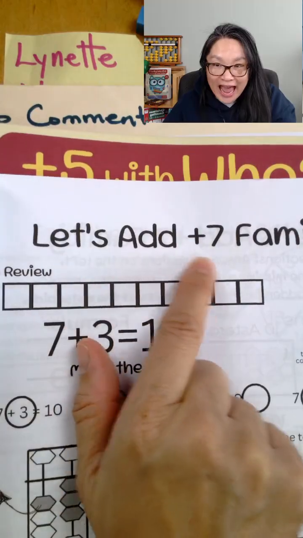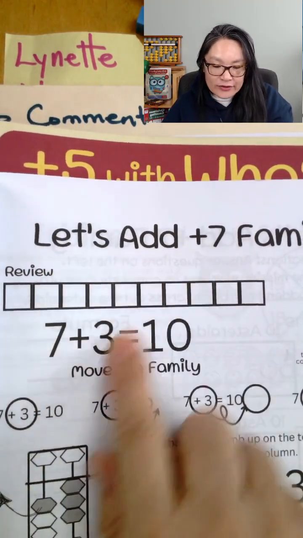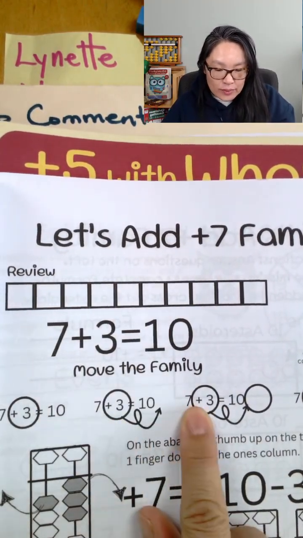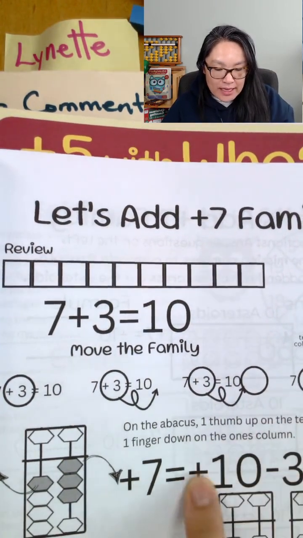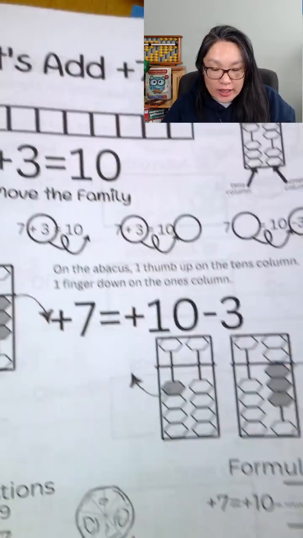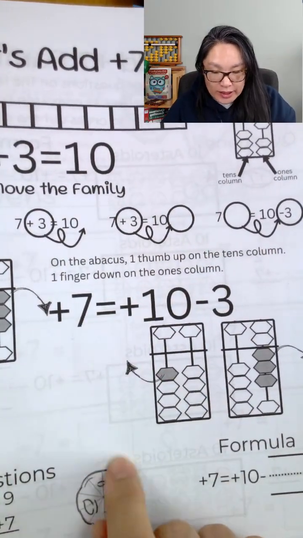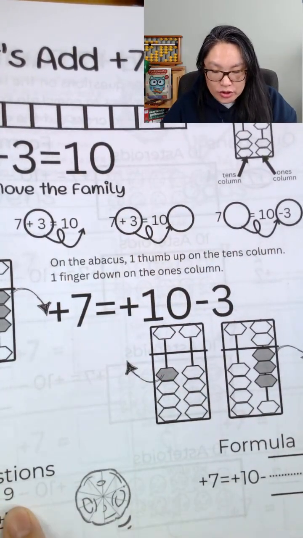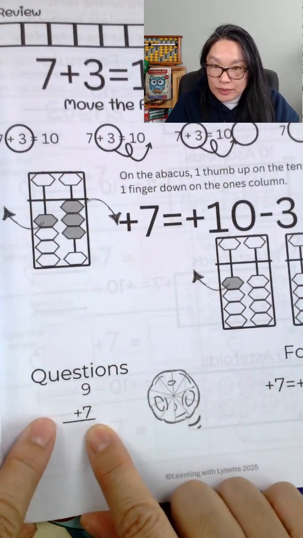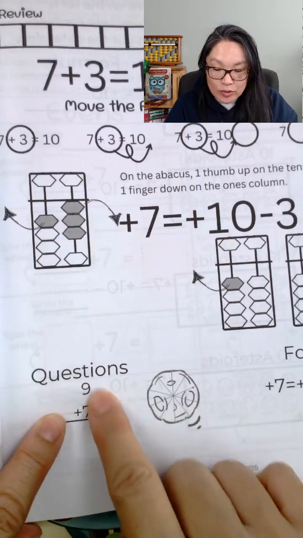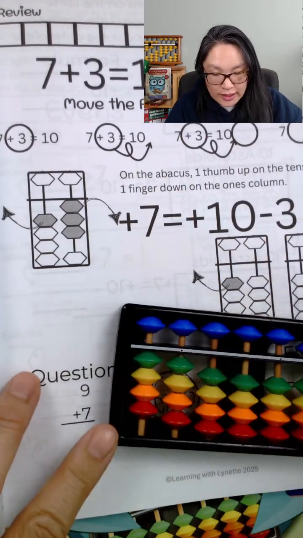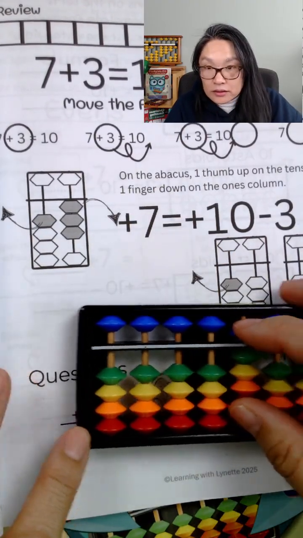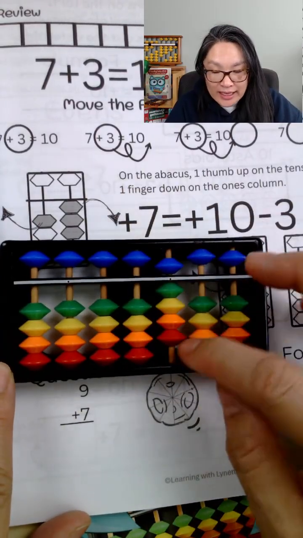So we have to add the 7. How do we add the 7? We add the 7 by plus the 7 is equal to plus the 10 minus the 3. And I try to explain it through pictures because I like pictures. So here is the question, 9 plus 7. This is a sample question, right? So we have 9, and we want to add the 7.